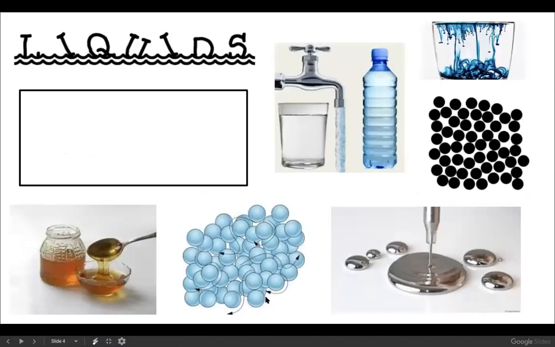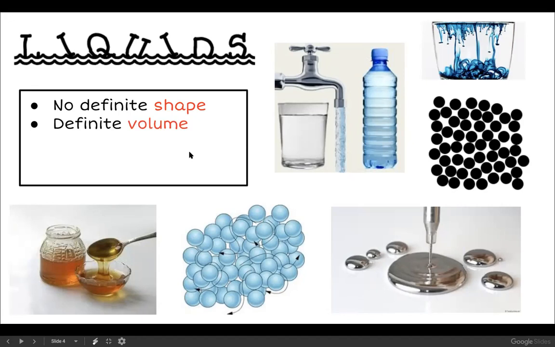So what about liquids? How are liquids different from solids? Well, look at all these pictures. They all have certain behaviors that we are familiar with. Let's put them into scientific terms. So liquids have no definite shape. That is what makes them sort of flow. They can splash. They move around. They basically just change their shape constantly.